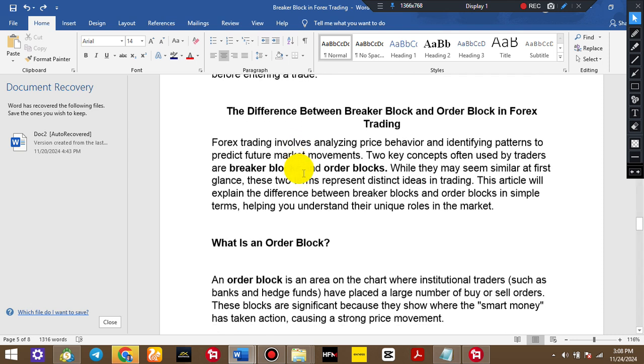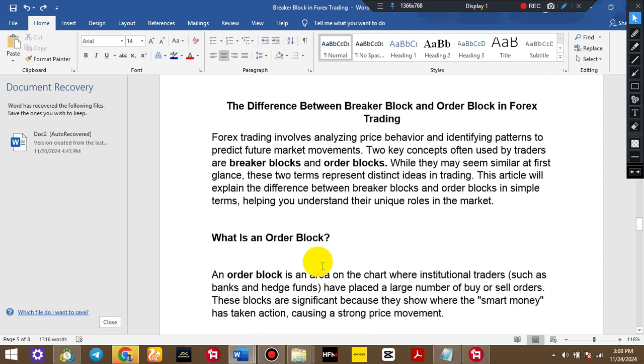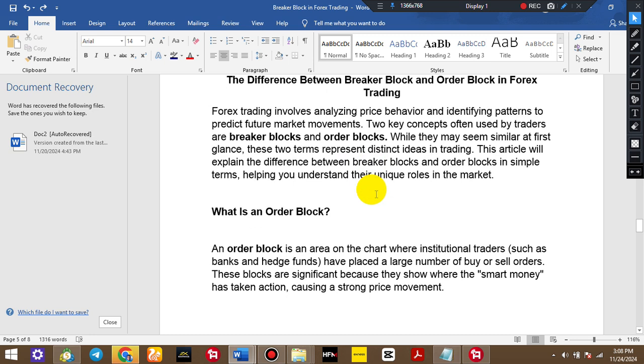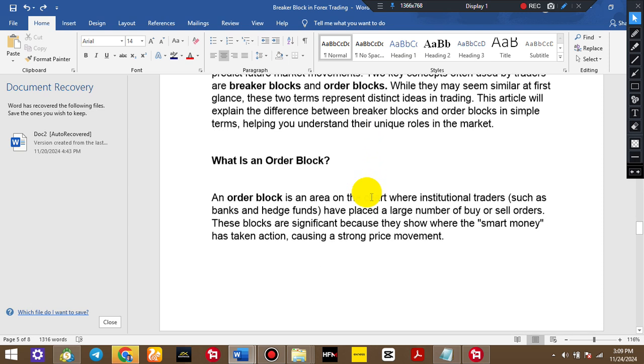Now, before we go deep into the difference, forex trading involves analyzing price behavior and identifying patterns to predict future market movement. Two key concepts often used by traders are breaker blocks and order blocks. While they may seem similar at first glance, these two terms represent distinct ideas in trading. This article will explain the difference between breaker blocks and order blocks in simple terms, helping you understand their unique roles in the market. What is an order block?